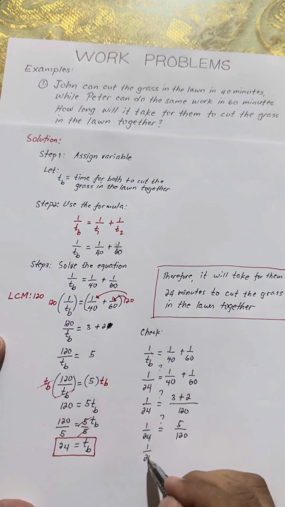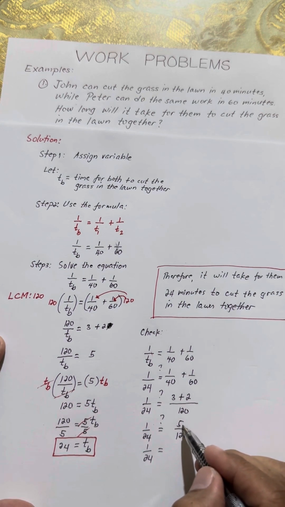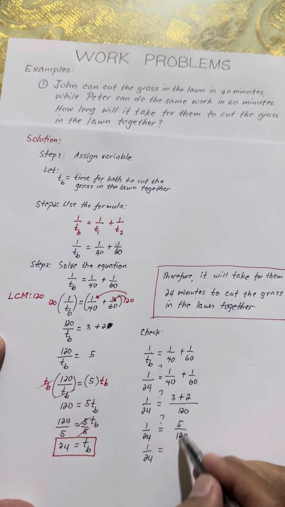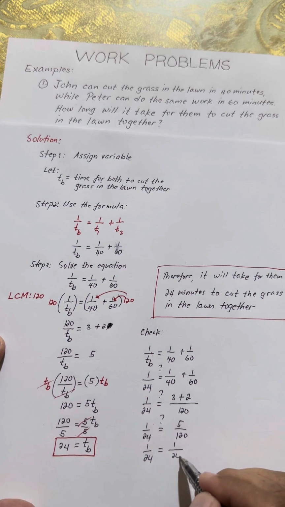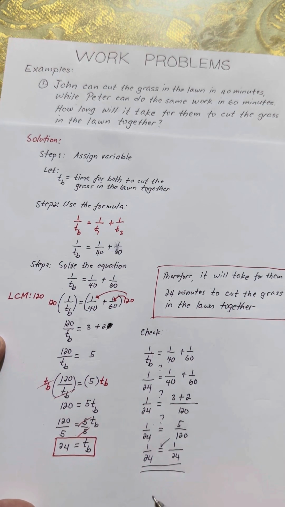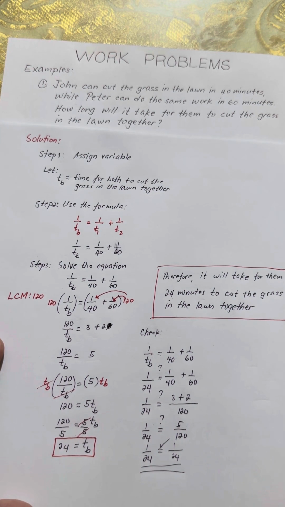So 1 over 24. This is divisible by 5. So 5 divided by 5 is 1, and 120 divided by 5 is 24. So you see, both sides are equal. So it means our answer is correct. Okay, so that's how to check our work if it's correct or not.